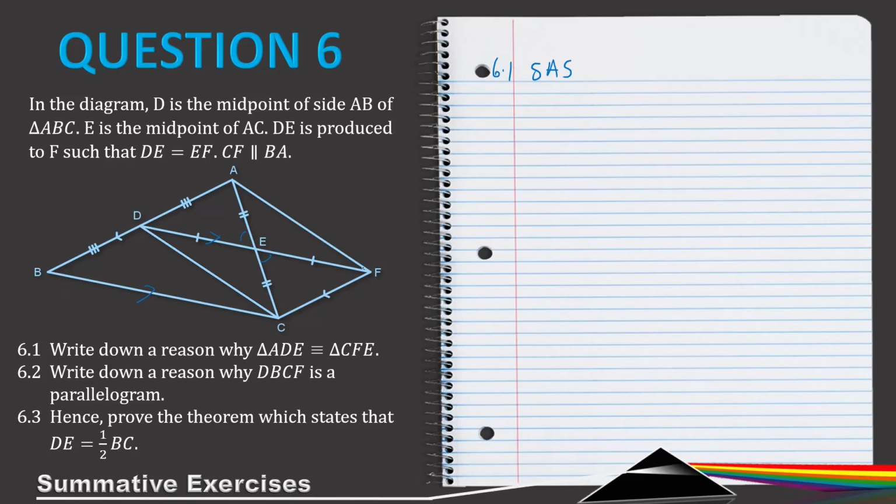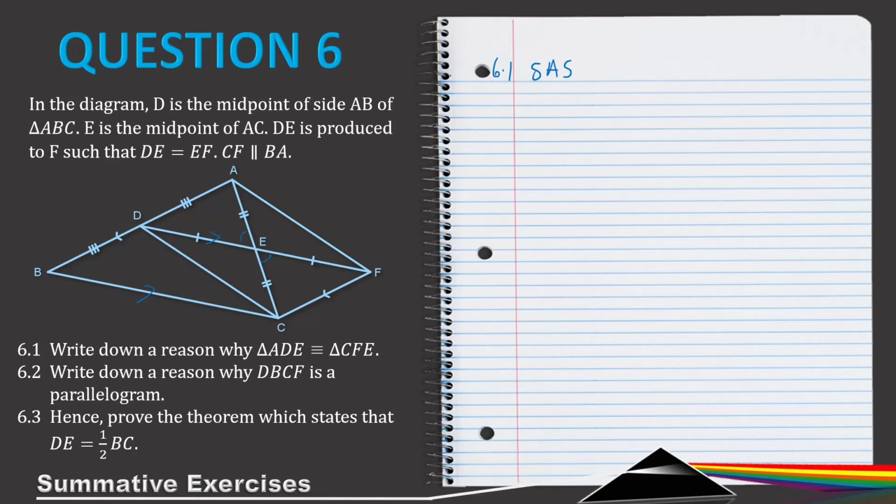DBCF. Okay. This one is not immediately evident like the previous one. So let's look at what we know. We know that these two lines are parallel. We also know that these two lines are parallel. So we can basically say both pairs of opposite sides are parallel.